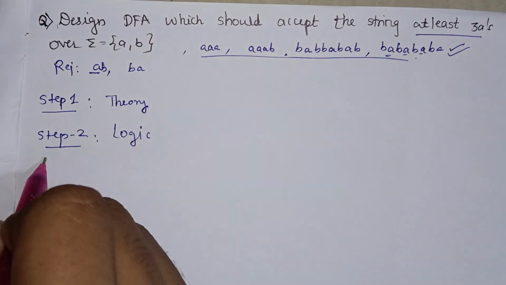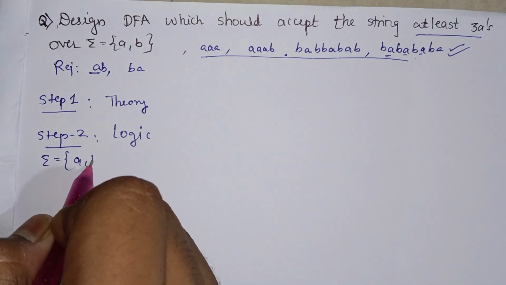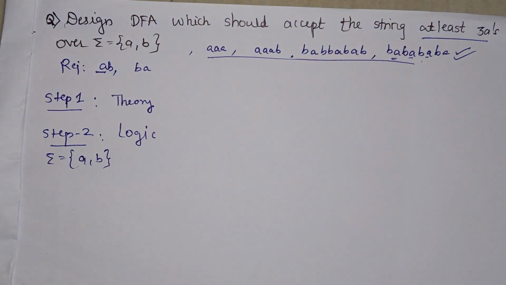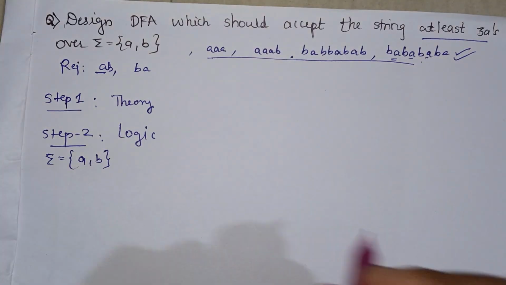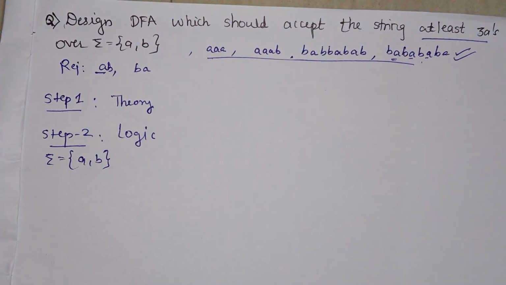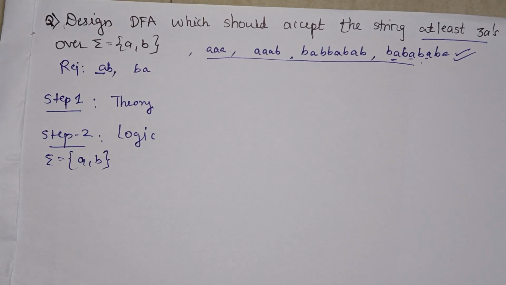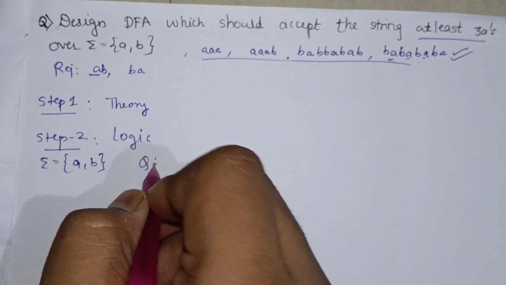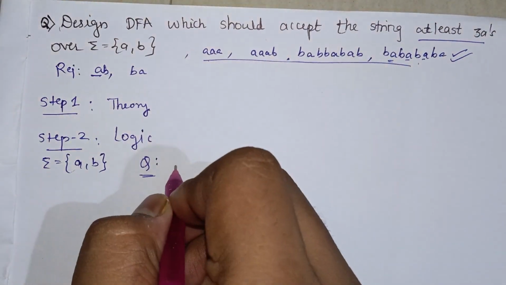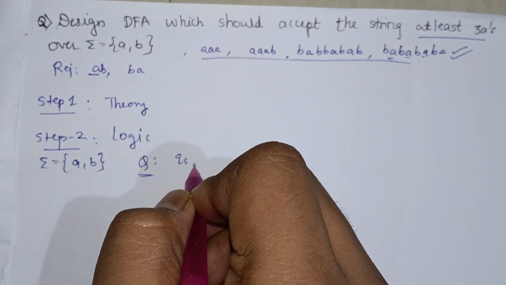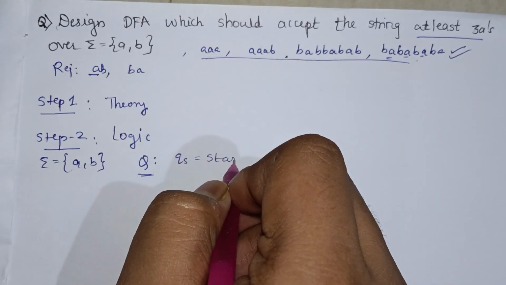In logic we have to show the input alphabet is a comma b. Since in DFA we don't get output, we will not write any output yes or no. It will only give us the state at the last after solving any example. If it is a final state, then we will accept, else reject. So in this, Q is a finite set of states. Qs is the starting state.